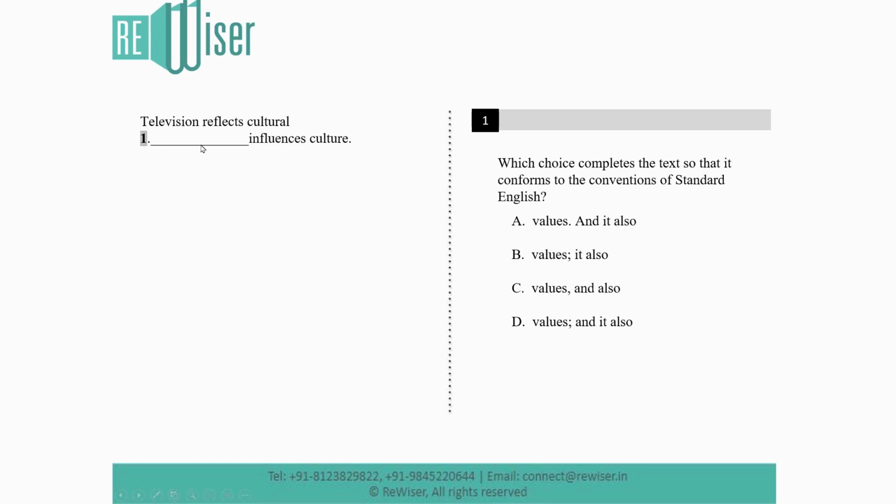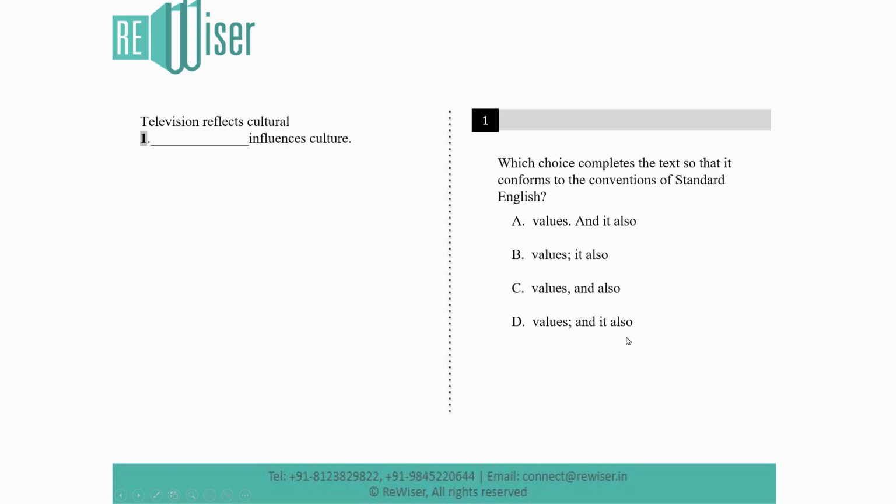Television reflects cultural dash. You have a blank here. Influences culture. Okay. So the question is, which choice completes the text so that it conforms to the conventions of standard English? Option A, values full stop and it also. Option B, values semicolon, it also. Option C, values comma and also. Option D, values semicolon and it also.